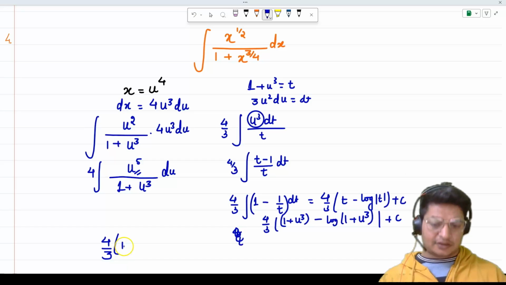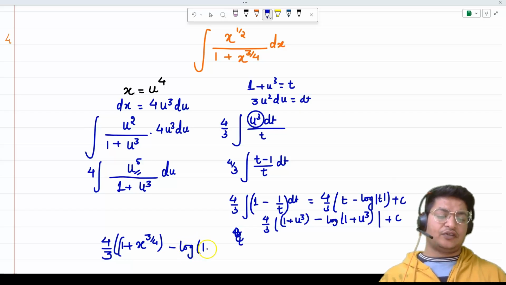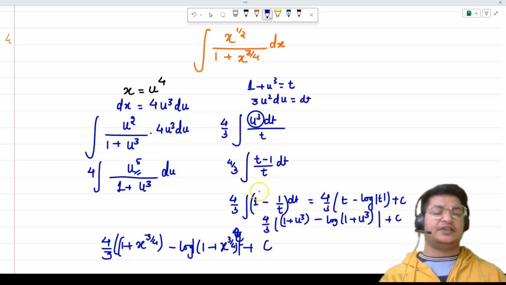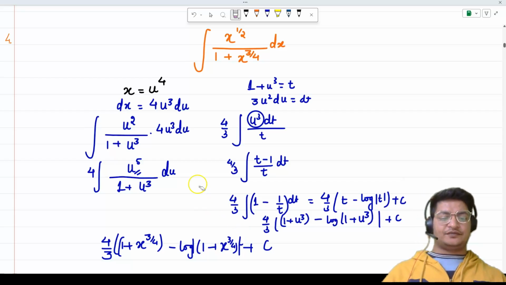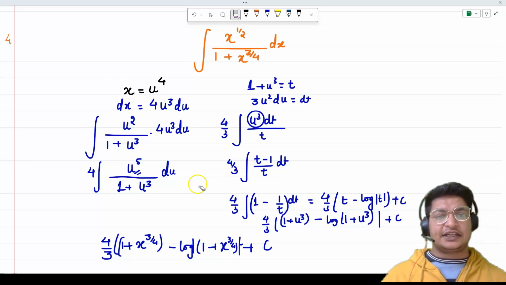4 over 3, 1 plus, instead of u, I want to replace it with x. So here you will write x to the power 3 over 4. And if I want to write log, and here if I want to replace u, you will write x to the power 3 by 4. And this one will come under the mod, plus c. So this is the final answer that you will get, where we are replacing everything from t to u and then u to x.